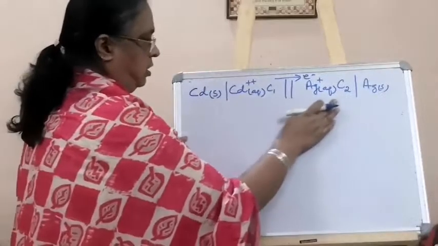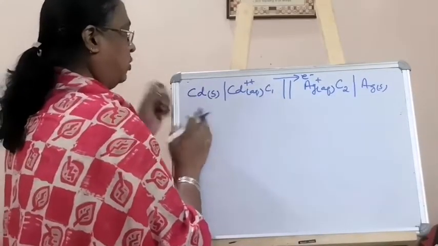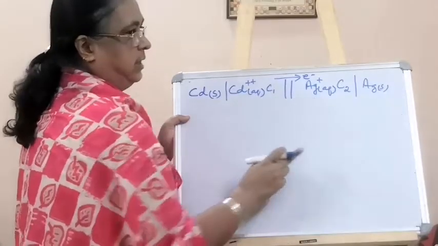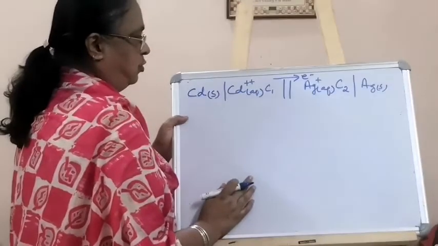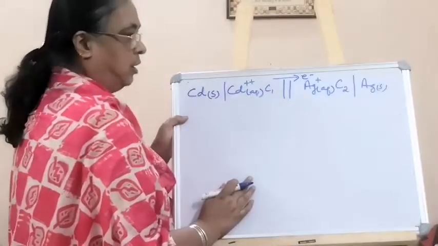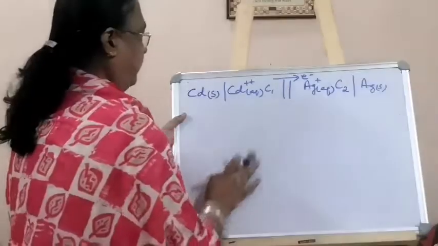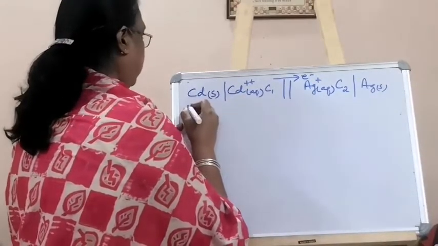This is your right hand cell, this is left hand cell. You can notice the valency: cadmium valency is 2, silver valency is 1. So metals in different electrode assemblies do not have the same valency. So we will now apply the Nernst equation for this half cell. So what will we have?